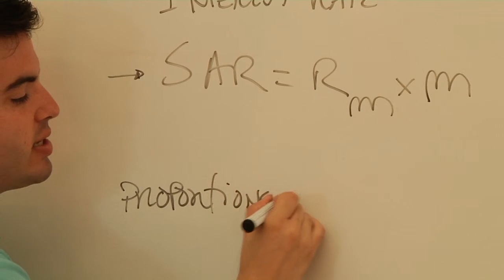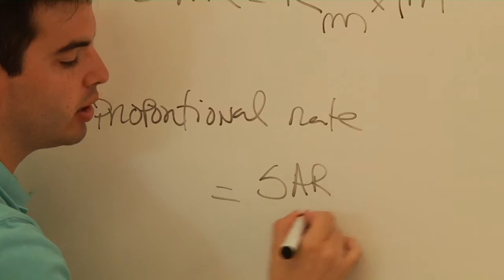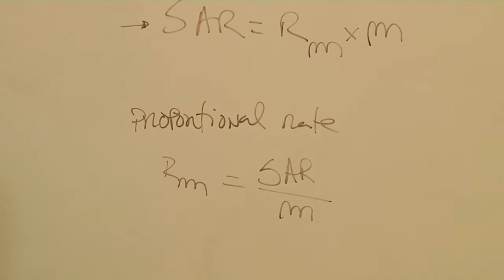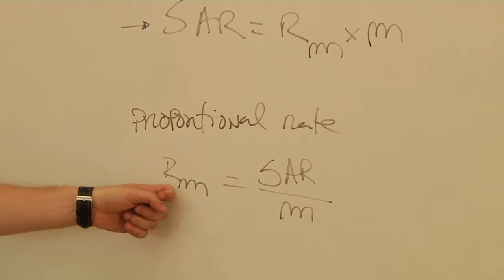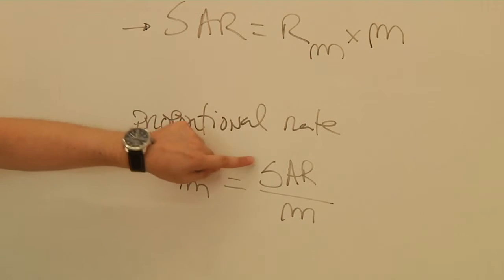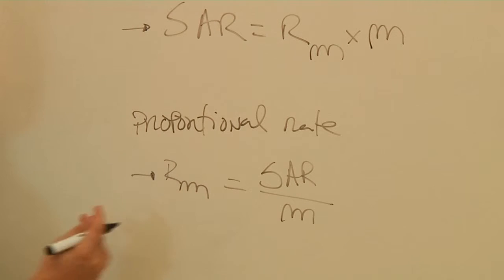This proportional rate is simply the stated annual rate divided by m, the number of periods. And this way you would get the rate for that period you are trying to find. The quarterly rate would be the stated annual rate divided by 4. The monthly rate would be the stated annual rate divided by 12, and so on. Okay, so now we know how to transform a stated annual rate into a proportional rate, or to transform a proportional rate into a stated annual rate.